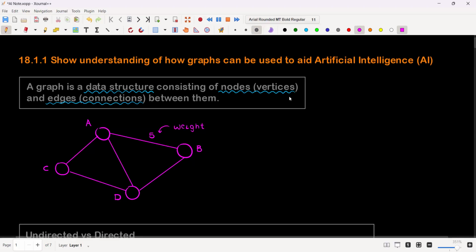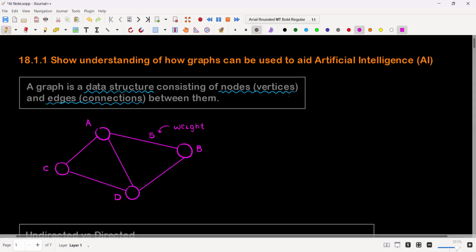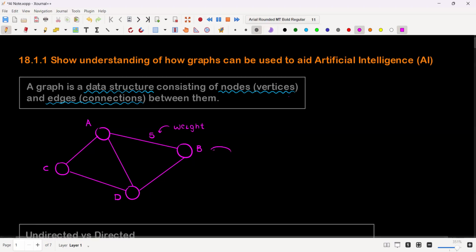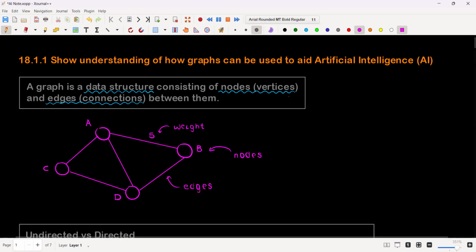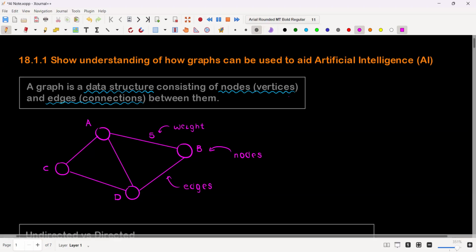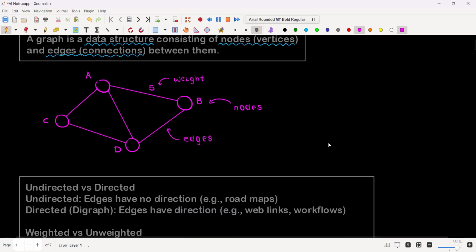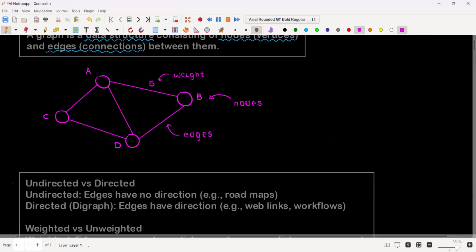Now, having said that, let me complete the labels of the graph right here, guys. We have nodes, weights, and you also have your edges. Now, there are different types of graphs depending on the characteristics of these nodes and edges and weights. Let's take a look at these different types. We first have undirected versus directed graphs.